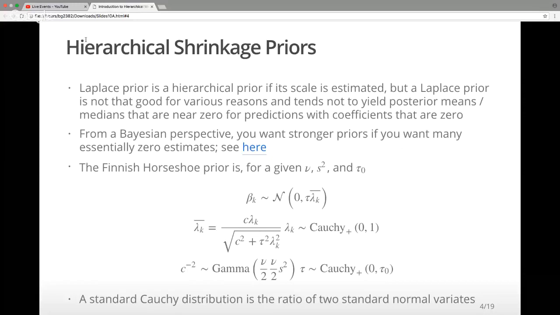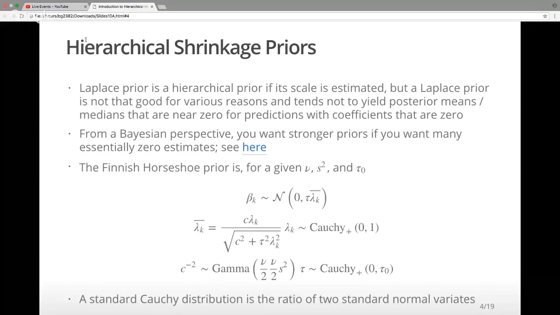But from a Bayesian perspective, if you have a lot of predictors and you think that the coefficient estimates tend to be very close to zero for almost all of the predictors, you just don't know which, you're going to want stronger priors that are more concentrated towards zero, but still have heavy tails, such that there's some possibility that one of your predictors is actually a really strong predictor. And Mike Betancourt wrote a case study, several, but this one in particular, about the so-called Finnish horseshoe prior, which I put a link to up here.